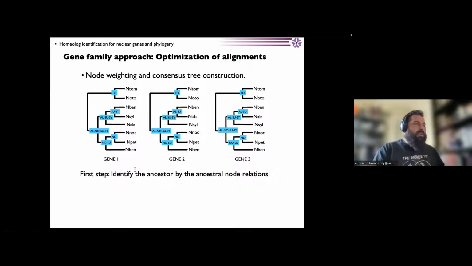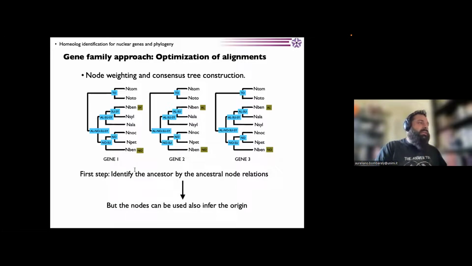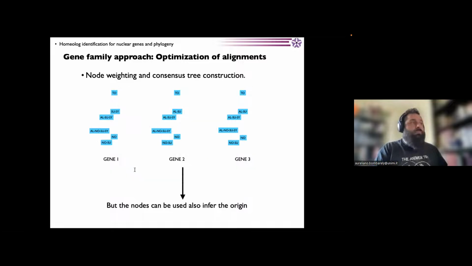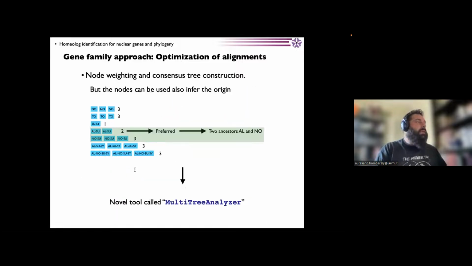And then we came up with the idea that if we just count nodes, maybe we are going to be able to infer some phylogenetic relationship. Remember that these are trees in which all the nodes have been supported by 70 or more in the bootstrapping values. So in theory they are very well supported. So we started to mark these nodes to infer their origin, and we started to count them.